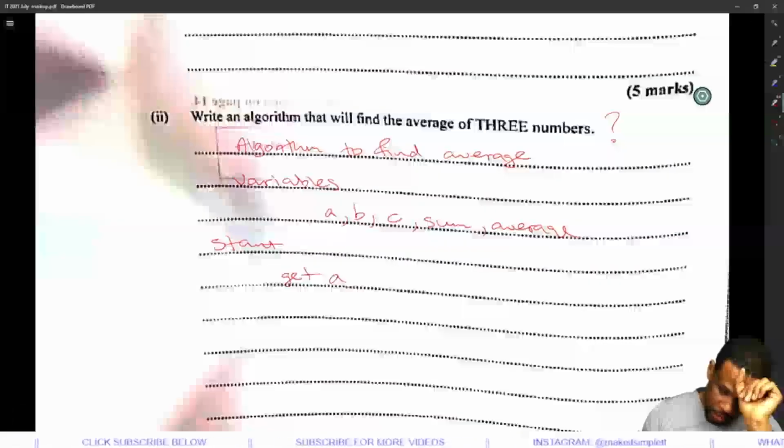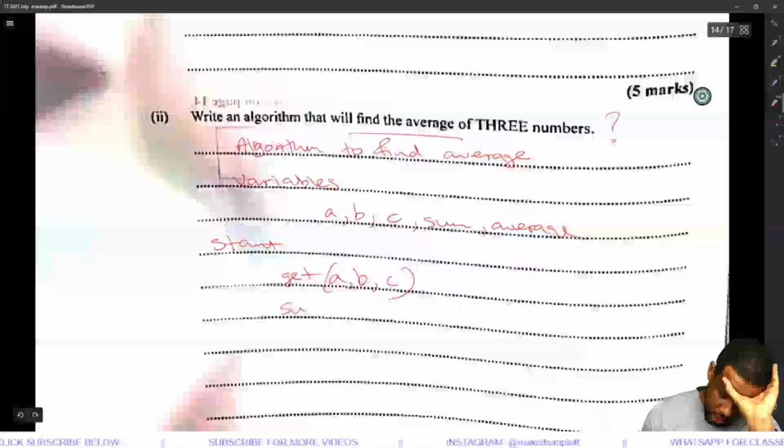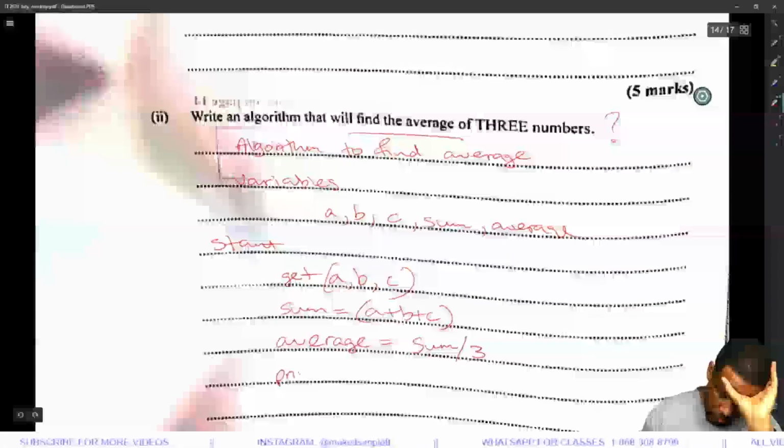No, you had a prompt it. So they just say find the average. Okay, get A, B, and C, and sum is equal to A plus B plus C, and average is equal to sum divided by 3, and then print average, and then stop.